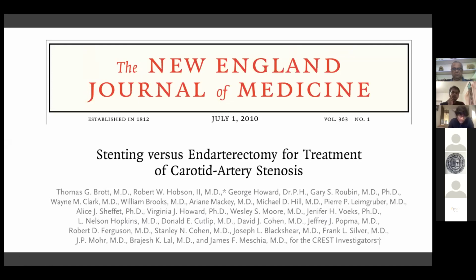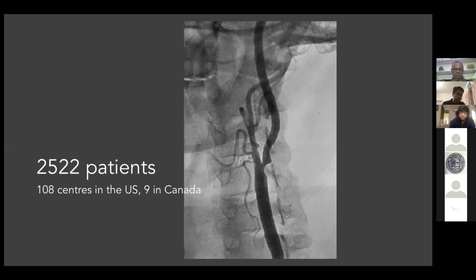the great success story of carotid artery stenting commenced after the results of CREST were presented. And it's been more than 10 years since the CREST results came out. Just to give a very brief summary of the CREST trial, about 2,500 patients were enrolled, 108 centers in the US, 9 in Canada.